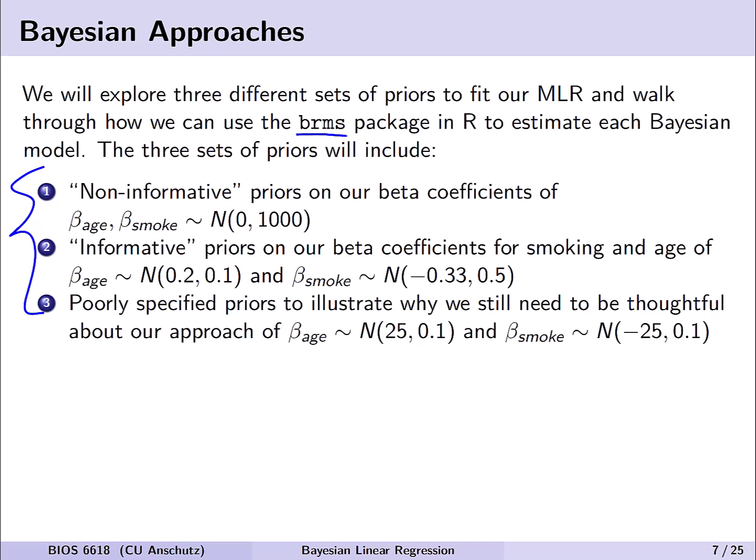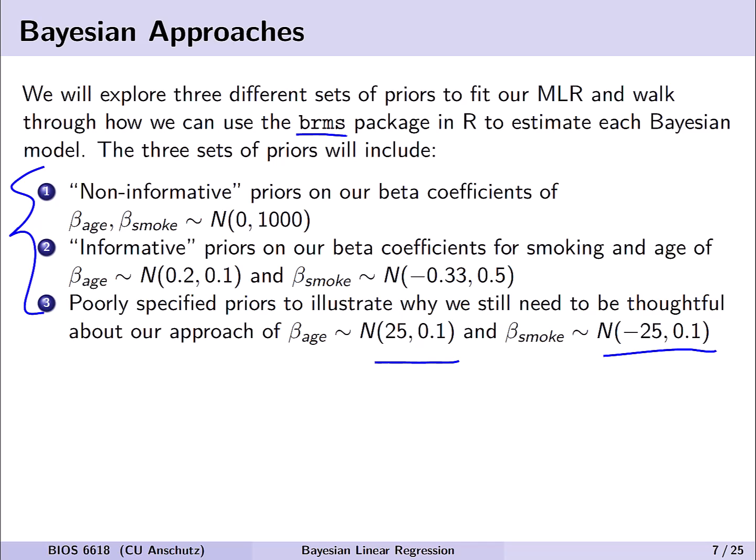We'll then briefly show the challenges with poor prior specification by specifying a nonsensical prior for both age and smoking status with a mean at positive or negative 25 respectively and 0.1 standard deviations. Again, these are poorly specified because we don't have any FEVs that are as high as 25, and especially not for the rate of change for a 1-year increase.